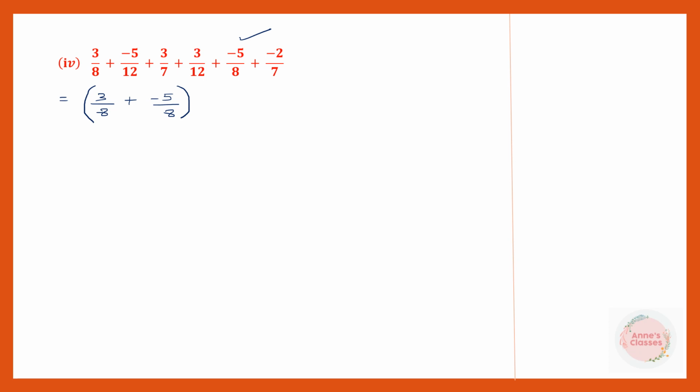Now let's take the second group with the denominator 12. So that will be minus 5 by 12 plus 3 by 12. Let's write that. So this is plus minus 5 by 12 plus 3 by 12. This is our second group. Now the third group is 3 by 7 and minus 2 by 7, like terms. So that is 3 by 7 plus minus 2 by 7. So now this is the third group.